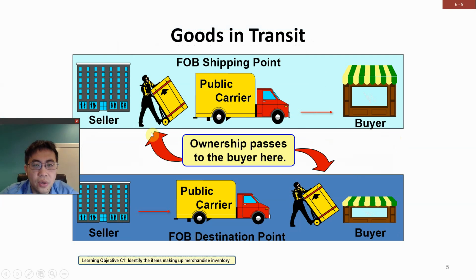We have learned about goods in transit. Basically we have a seller and a buyer. We have FOB shipping point and FOB destination point. If it's the shipping point, then the owner takes care of the transportation. If it is the destination point, then the seller takes care of the transportation. And depending on whether you are the owner or seller, you will build the transportation cost into your accounting system.